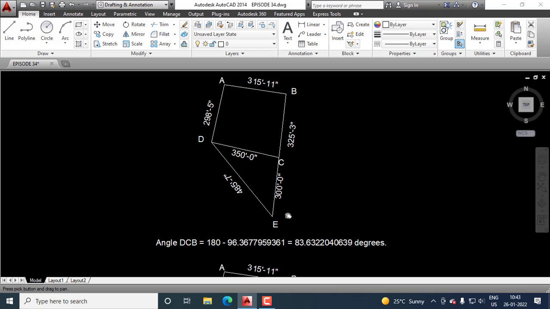Angle DCB is equal to 180 minus 96.3677959361, which is equal to 83.6322040639 degrees. This angle is 180 degrees and we have calculated DCE already, see above, and if we deduct this angle from 180 we get angle DCB. This is angle DCB.